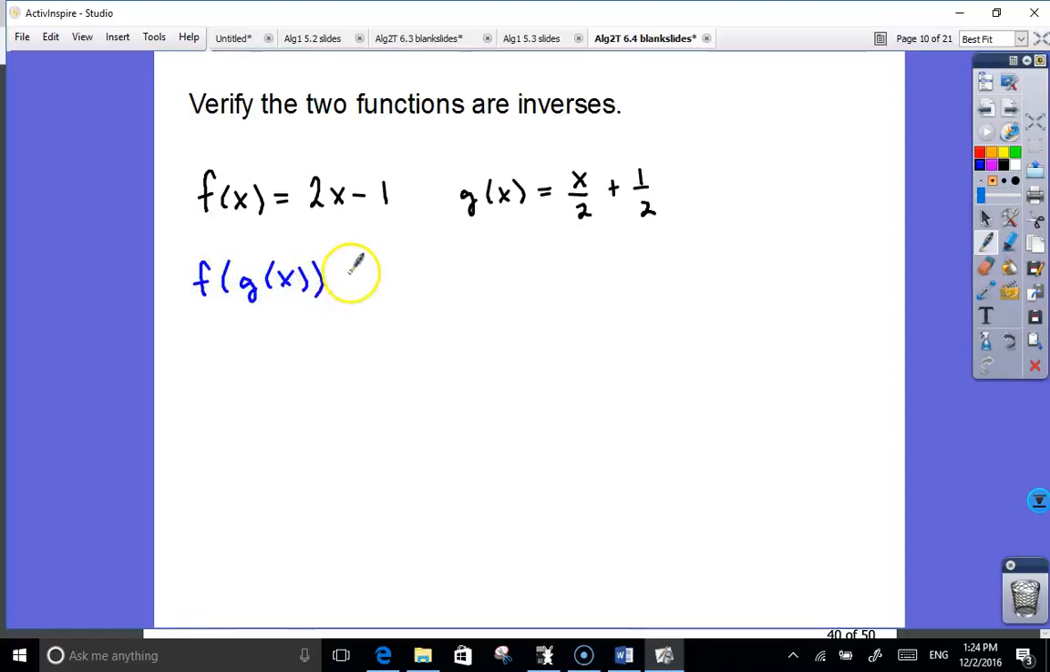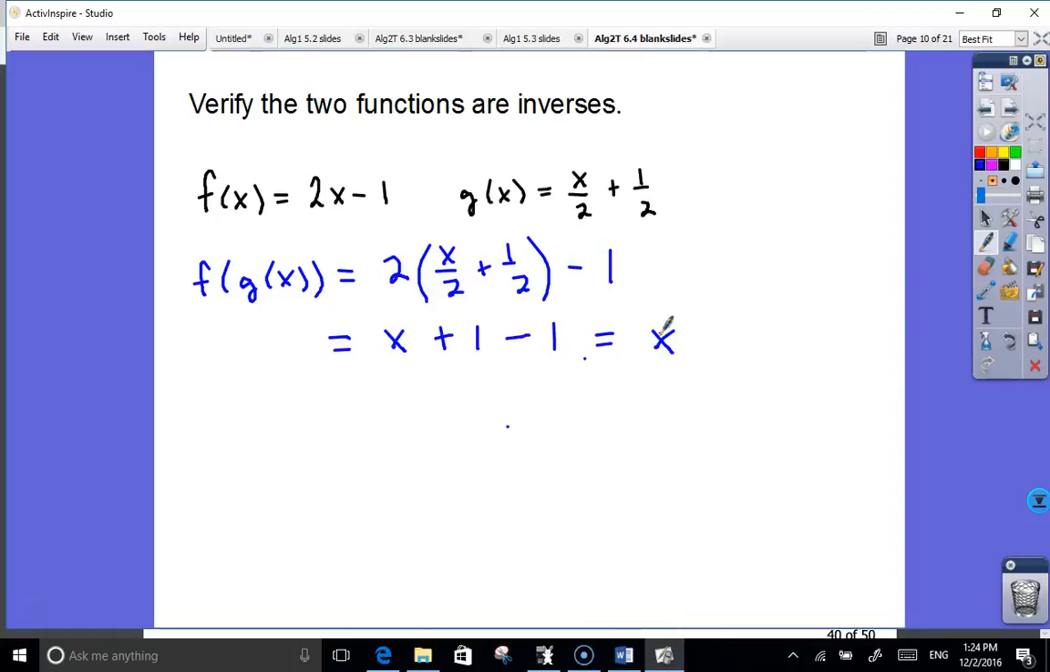Okay, again, that's why we do compositions right before we do inverses. That should be 2 times x over 2 plus 1/2 minus 1, right, which is x plus 1 minus 1, which is x. Okay, now that's not sufficient. It's not sufficient just to do one of them and show that it works. You've got to do both of them.